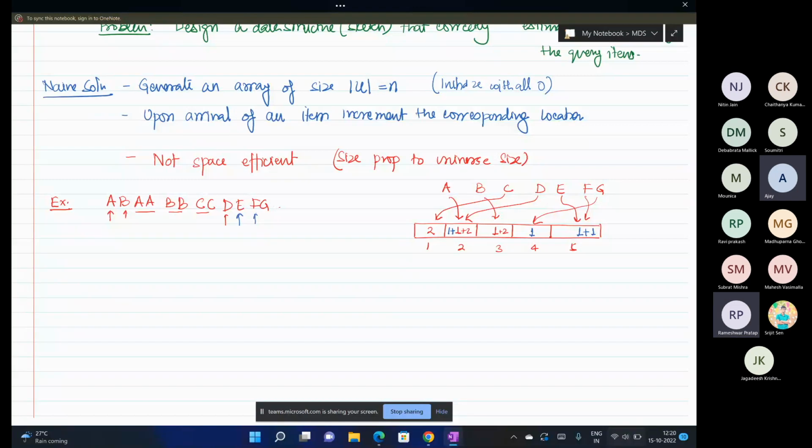But here, what is the problem? There could be some cells in which more than one element is getting mapped. And in that cell, the counters, basically the frequency of those elements, will get added. That will produce the error, right?